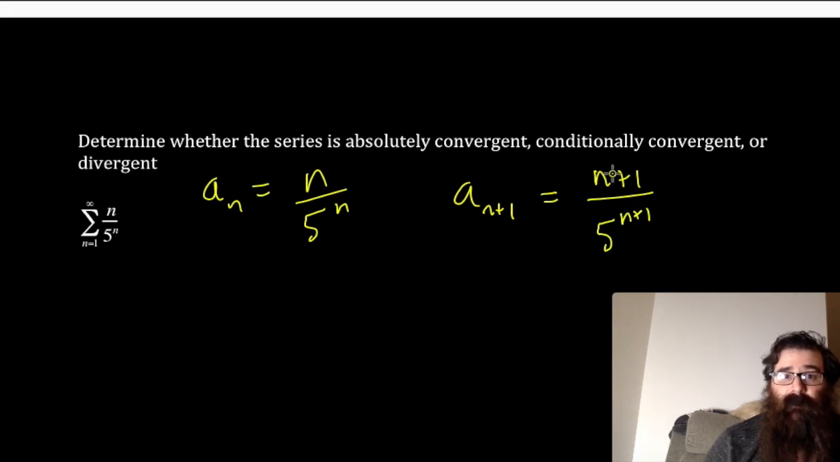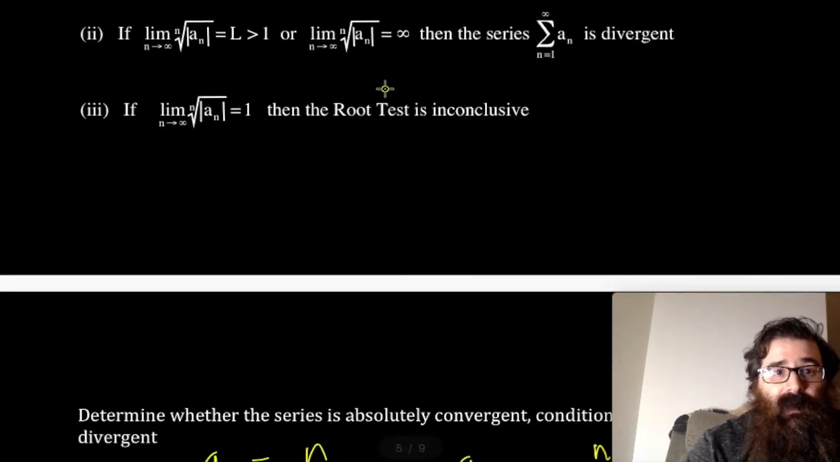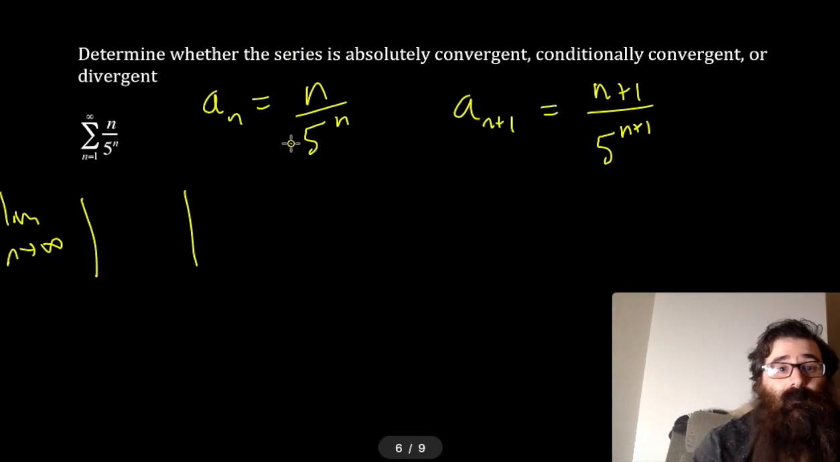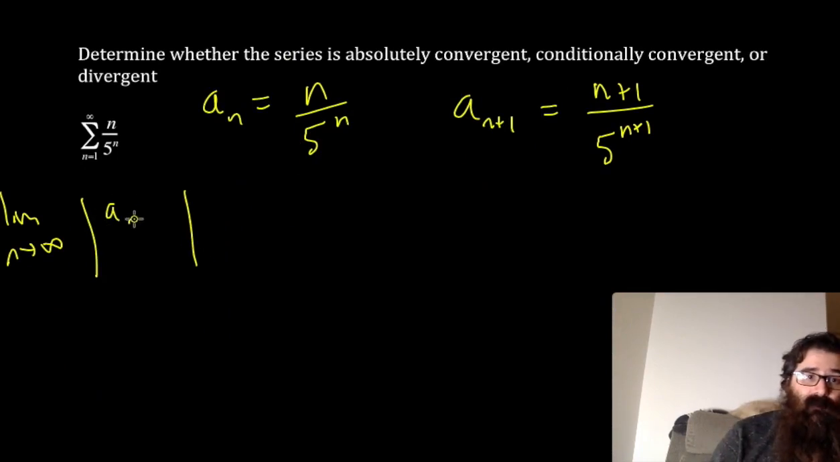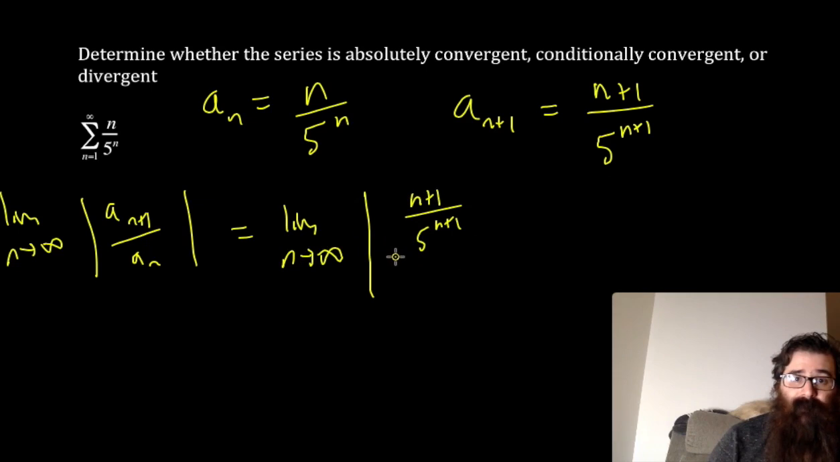So the n on top became n plus 1, 5 to the n became 5 to the n plus 1, and now I want to look at that limit. So it was the limit as n goes to infinity of the absolute value of, and getting that ratio correct, we want a sub n plus 1 on top and a sub n on bottom. So here, absolute value of a sub n plus 1 over a sub n. Now I can just actually compute this limit. We'll say limit as n goes to infinity, absolute value of a sub n plus 1 is n plus 1 over 5 to the n plus 1, and that's all divided by a sub n, which is n over 5 to the n.